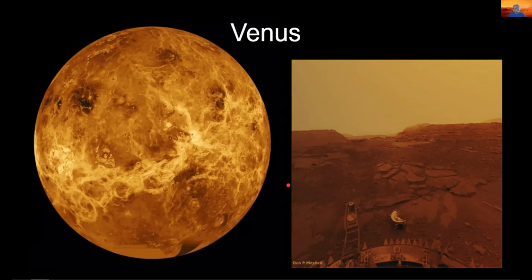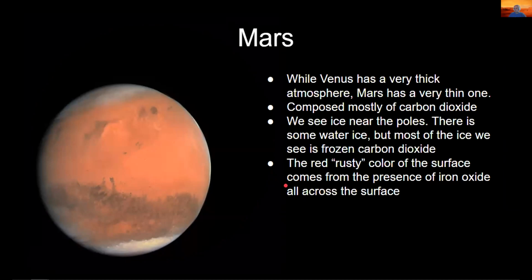All right, now let's talk about Mars. In the next slide, I'll ask you guys again to point out some of the features we see. But a little bit of overview of Mars. While Venus has a very thick atmosphere, Mars has a very, very thin one. It's also comprised mostly of carbon dioxide, about 95%, but it's very, very thin, so it's not substantial like we see on Venus.